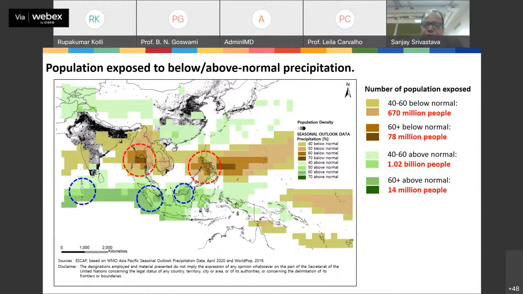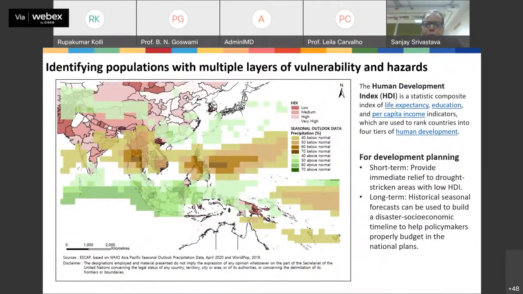And then you intersect seasonal forecast, you see 40 to 60 below normal rainfall. There are 670 million people, and where those people are located, it is indicated in the circle. When 60 plus above, 78 million people, where they are located is indicated. And same, those who are above, below normal. So people who are likely to be affected by floods and drought is indicated. So this gives you a clue, an early warning for the early action. The people who are likely to be impacted by this monsoon floods or drought, where they are, what could be the possible risk hotspot.